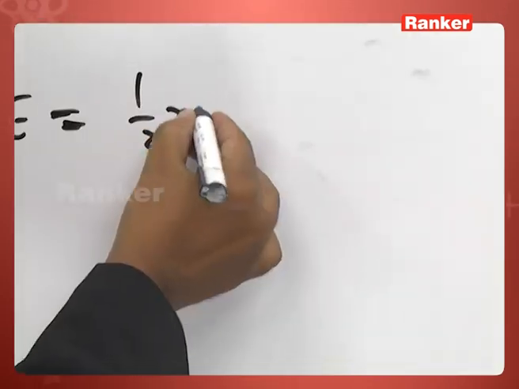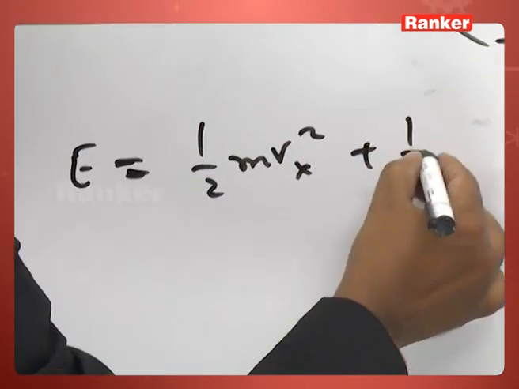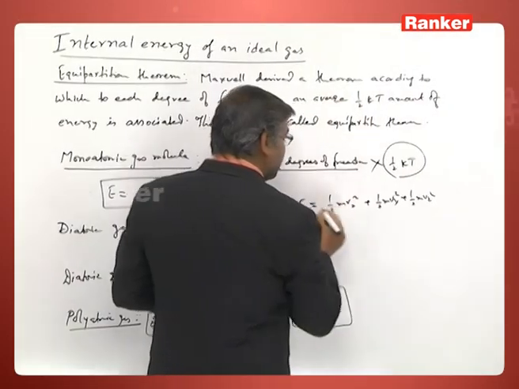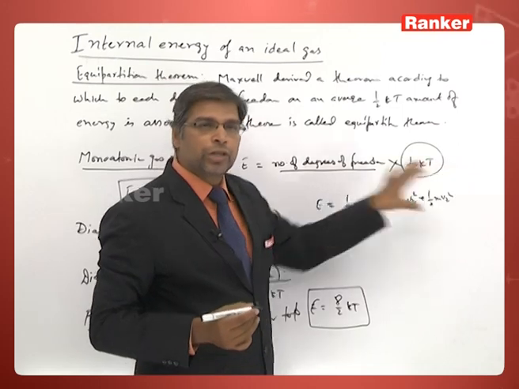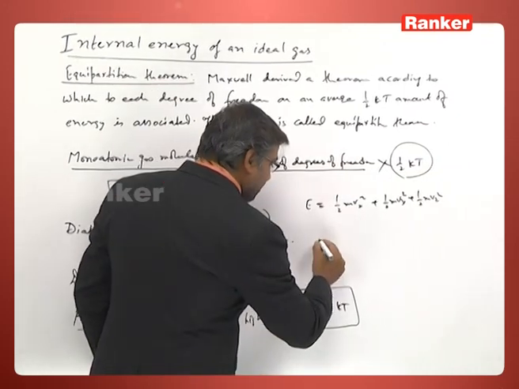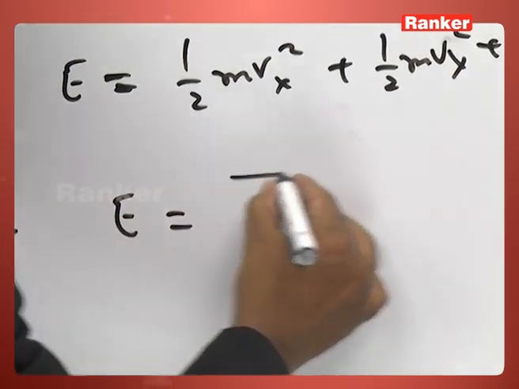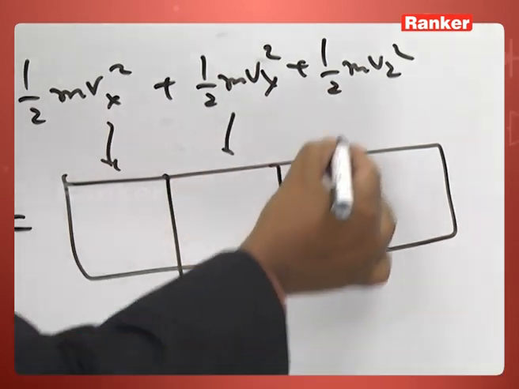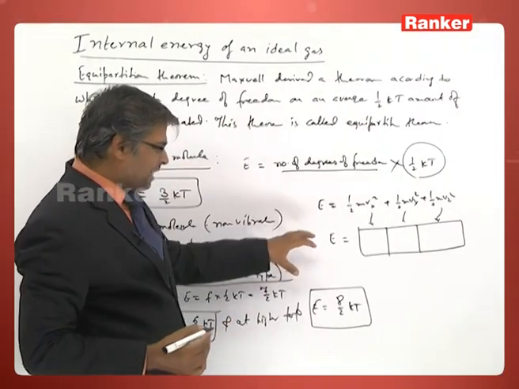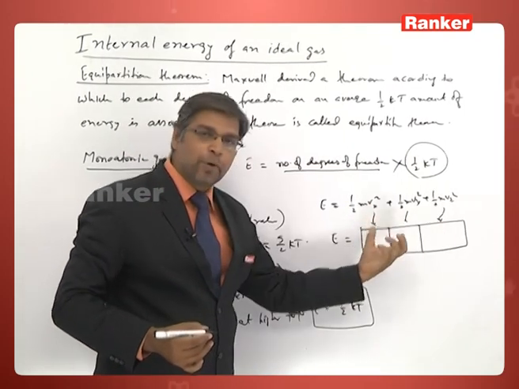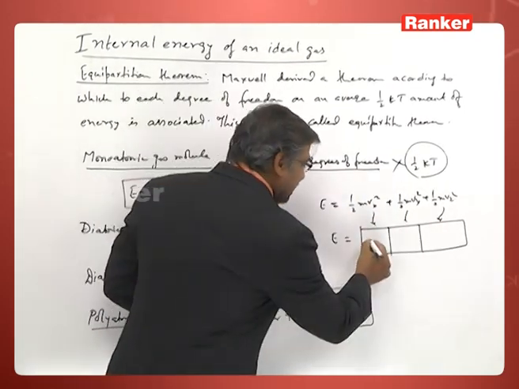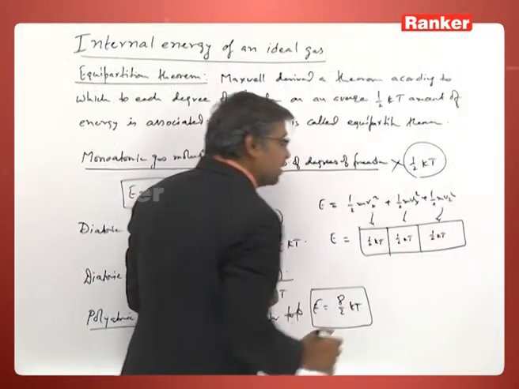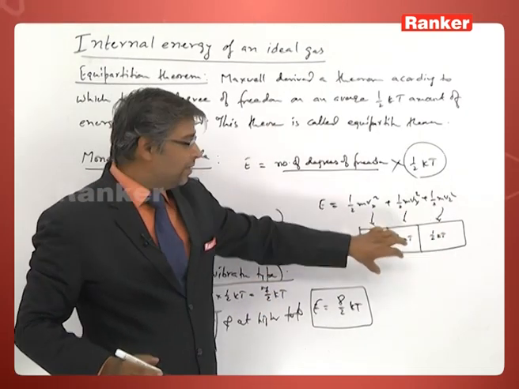So, you see, I claim now that this is half mvx square, half mvy square and half mvz square. This is the energy of a monoatomic gas molecule. Now, just imagine that this energy has 3 pockets. First one this, second one this, and the third one this. That means the molecule can have 3 pockets of energy, each can store half kT of energy. That means each pocket is available.